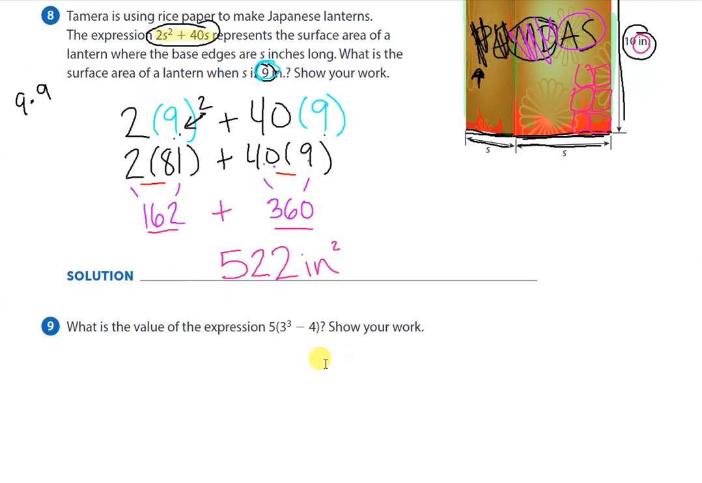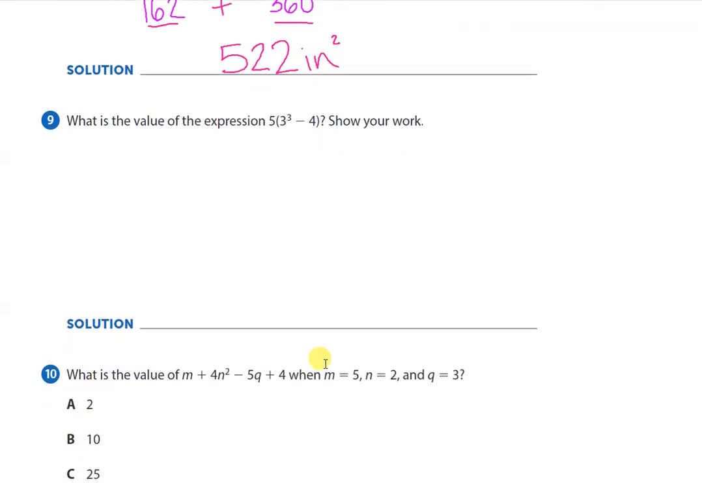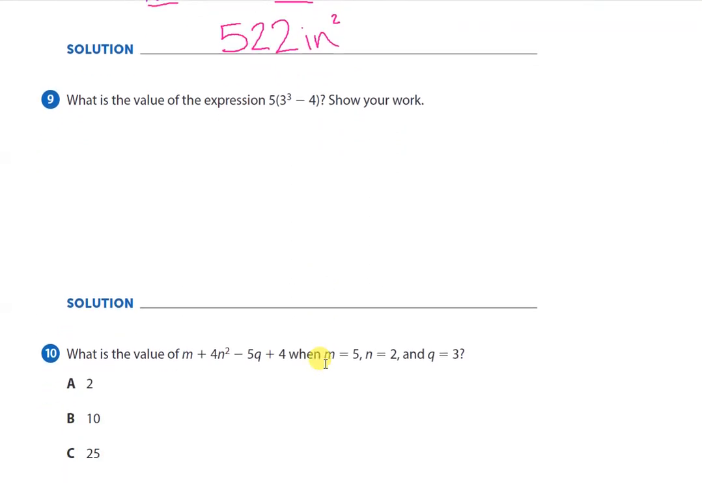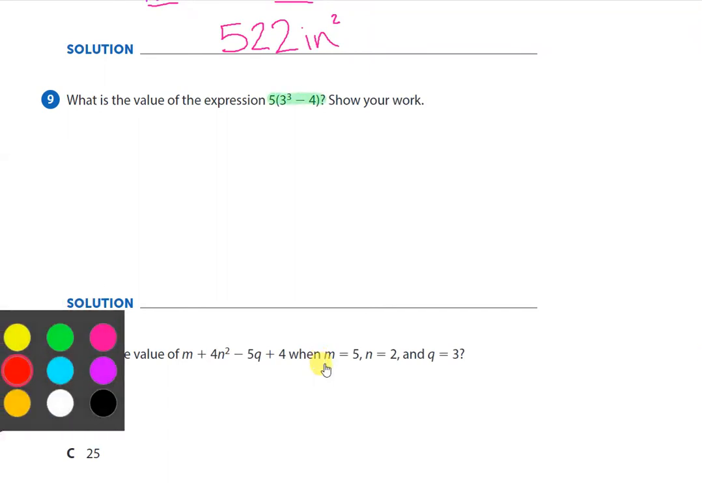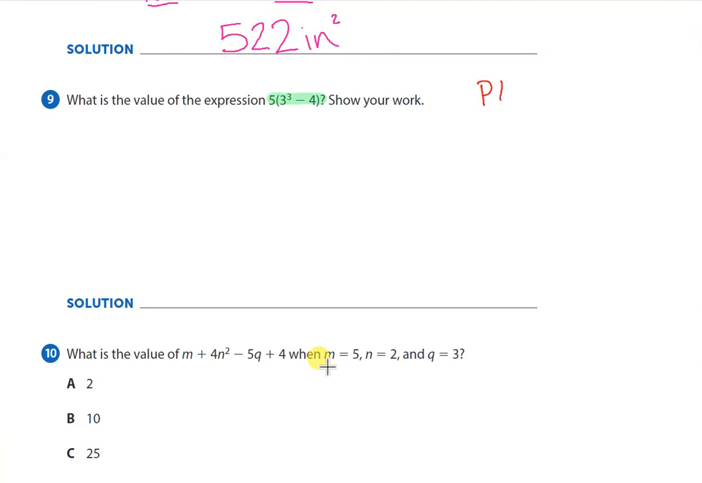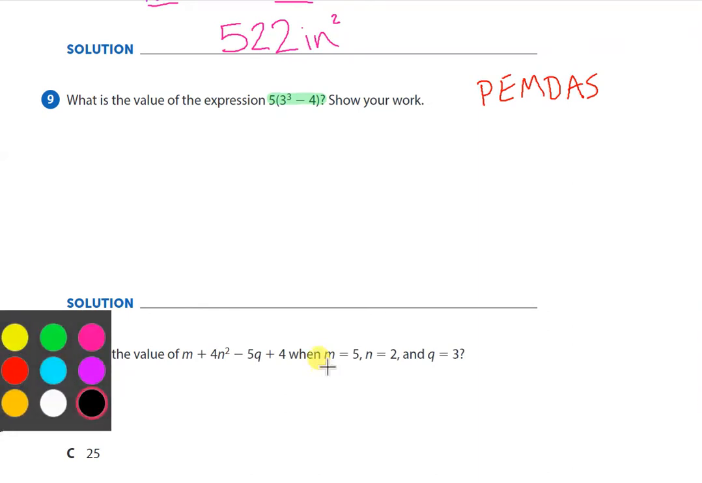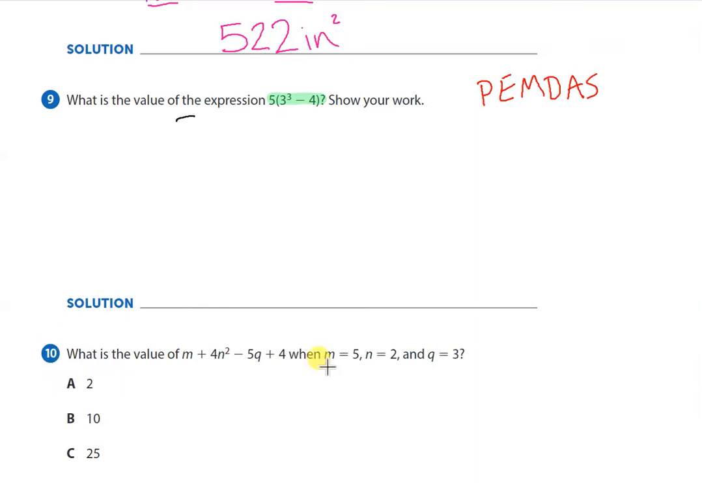Okay. Number 9. What is the value of this expression? So once again, let's bust out our PEMDAS and work through this expression. I'm going to write it a little bit bigger down here. 5 times (3 to the third minus 4).